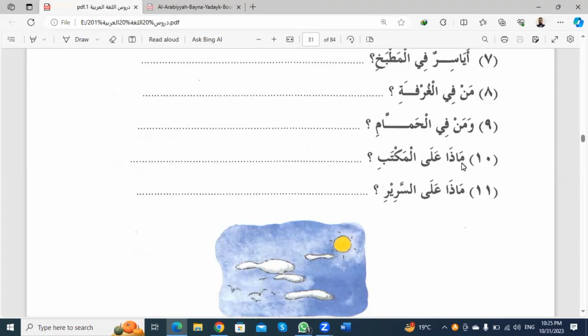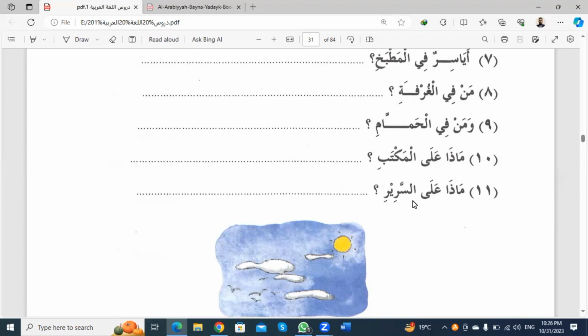So maza ala al-maktabi. You can say pen is on the desk. Book is on the desk. So al-kitabu, how can we say? The book is on the desk. Al-kitabu ala al-maktabi. Right, very good.